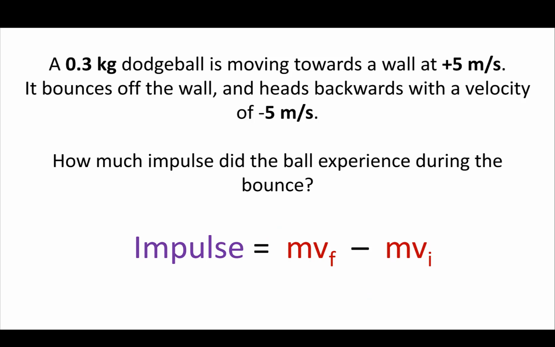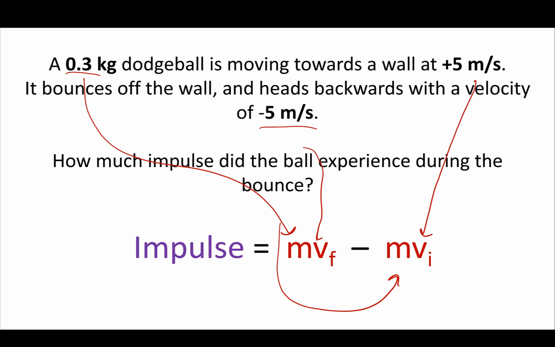The impulse is equal to the mass of the dodgeball times the final velocity of the dodgeball, minus the mass of the dodgeball times the initial velocity. So plug those in.